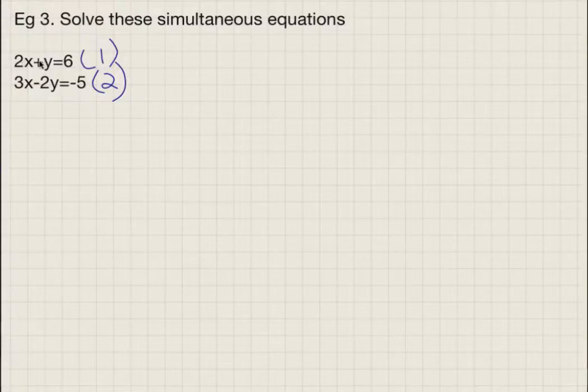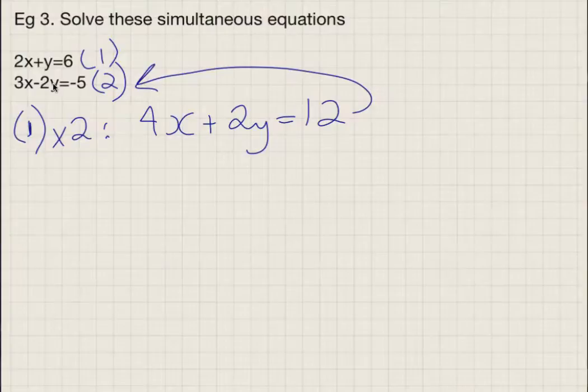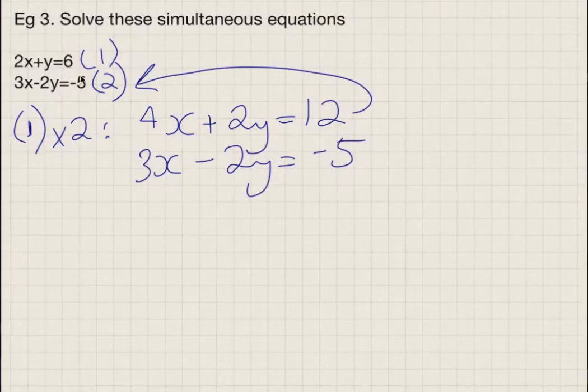Probably the easiest one to do here is to make this y look like 2y. How can you make y look like 2y? Of course we can multiply it by 2. So if we do equation 1 times 2, we would get 4x plus 2y equals 12. Okay, and comparing that to equation 2 up here, I'll just write equation 2. We know that that's just 3x minus 2y equals minus 5. That's our equation 2 from before.